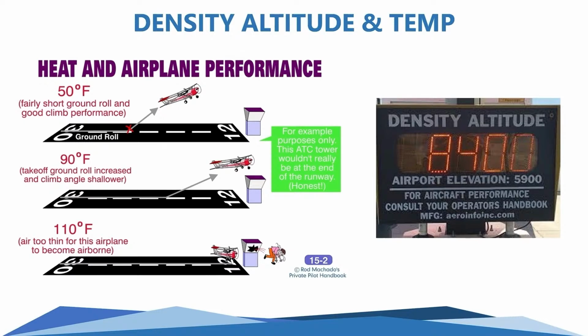If you take off from that same airport and it's much hotter at 90 degrees, your ground roll is going to increase, and your climb rate is also going to decrease. And eventually, if it's so hot, the air is just going to become too thin, and the airplane is not going to be able to get off the ground or become airborne.